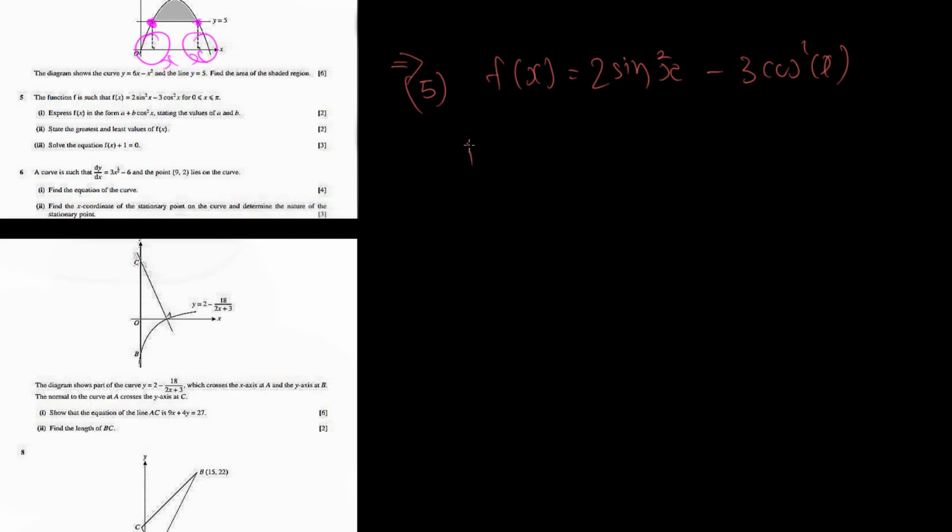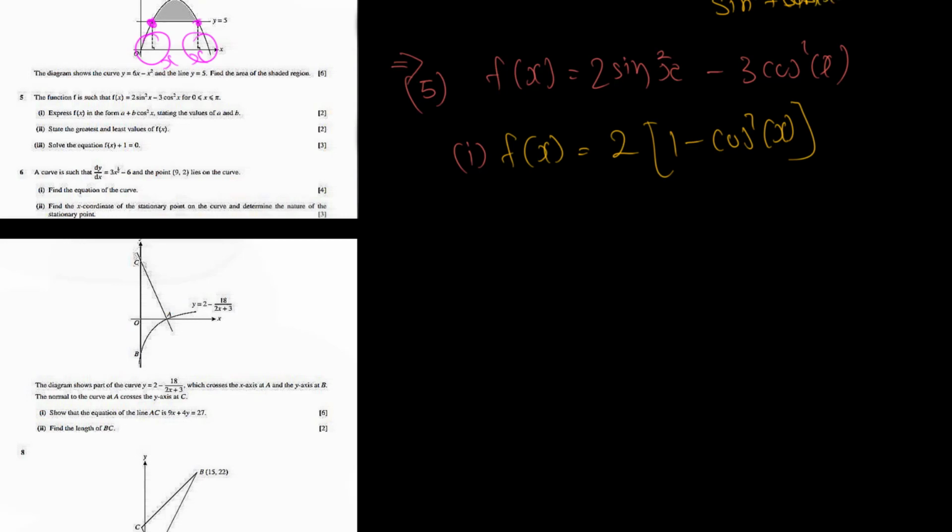The first part: express f of x in the form a plus b cos squared x. So it will basically be expressed in terms of cos x only. A straightforward question. I can replace my sine squared by 1 minus cos squared x. How am I doing that? I'm simply using the rules of trigonometry.